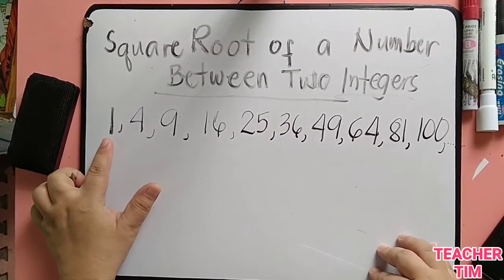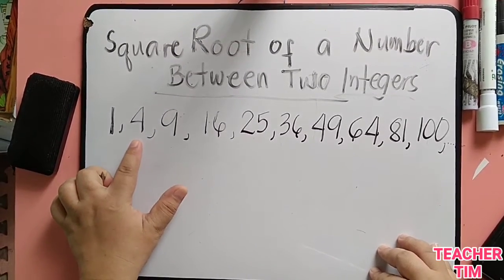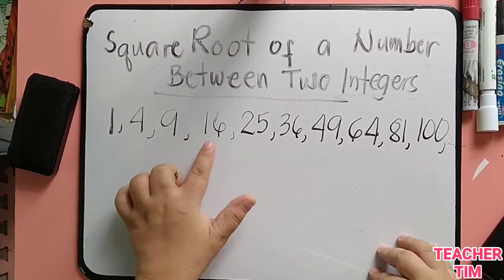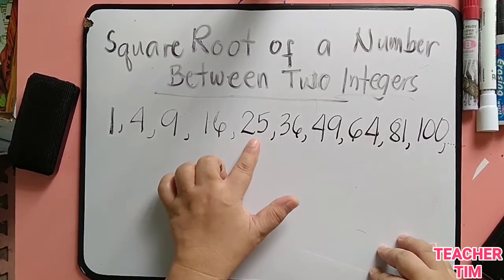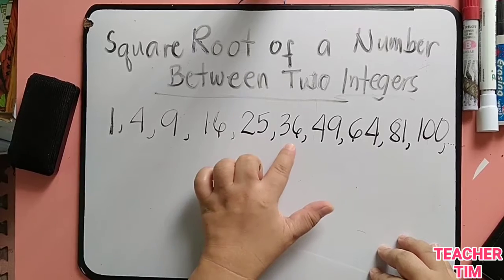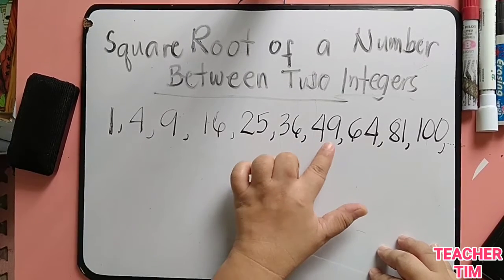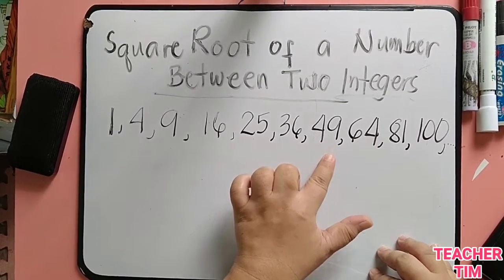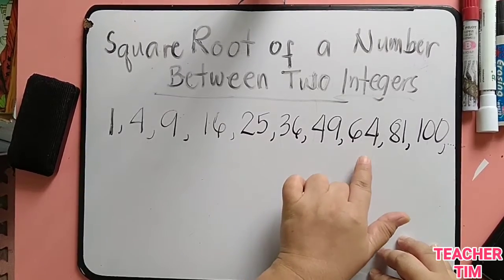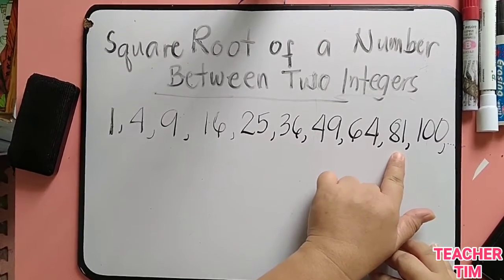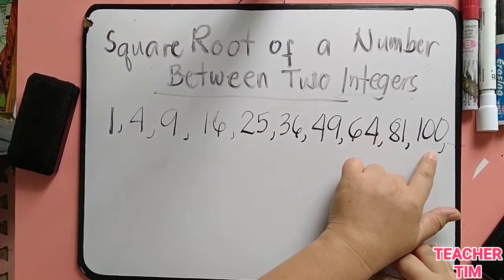So the square root of 1 is 1. Square root of 4, 2. Square root of 9, 3. Square root of 16, 4. Square root of 25 is 5. Square root of 36, 6. Square root of 49, 7. Square root of 64 is 8. Square root of 81 is 9. And the square root of 100 is 10.